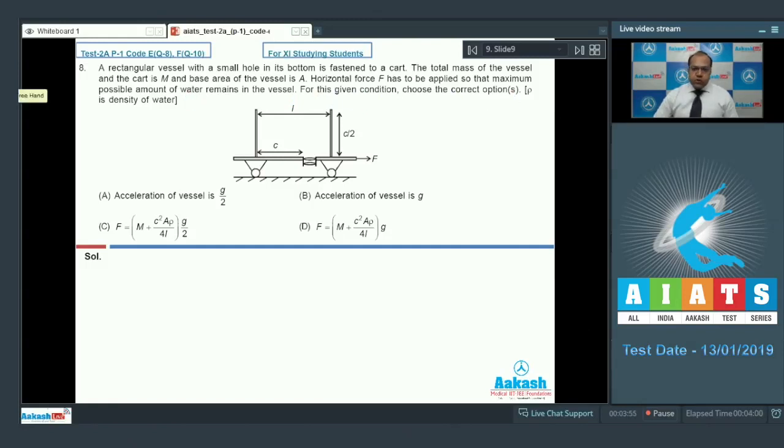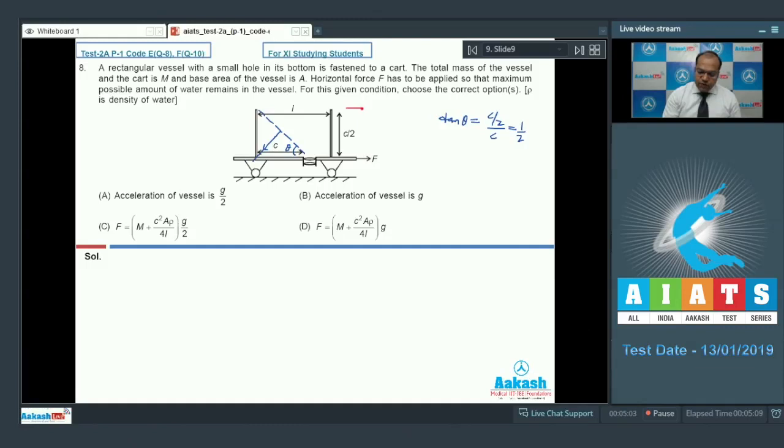So as per the given question, for maximum amount of water in the vessel, the surface of the water in the vessel would be like this. So at that moment, if this is the surface, then the net acceleration, then g effective will act perpendicular to this surface. So let this angle be theta. So at that moment, we can say that tan theta is equal to the perpendicular side, C by 2, divided by C. So it comes out to be 1 by 2.